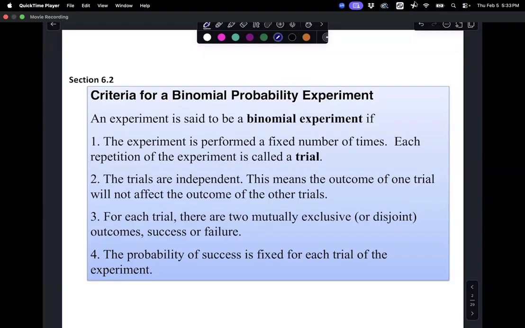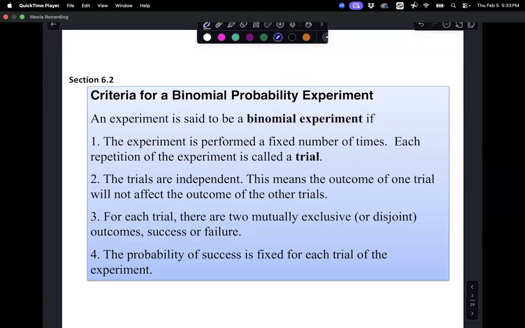The trials have to be independent. So this kind of throws out some of the other stuff that we did, but the trials need to be independent. The outcome of one trial can't affect the outcome of the other trials. And also, for every trial, there needs to be two mutually exclusive or disjoint outcomes. It doesn't mean that there's only two choices. It just basically is like success or failure. So for every trial, we need to have a success and a failure.